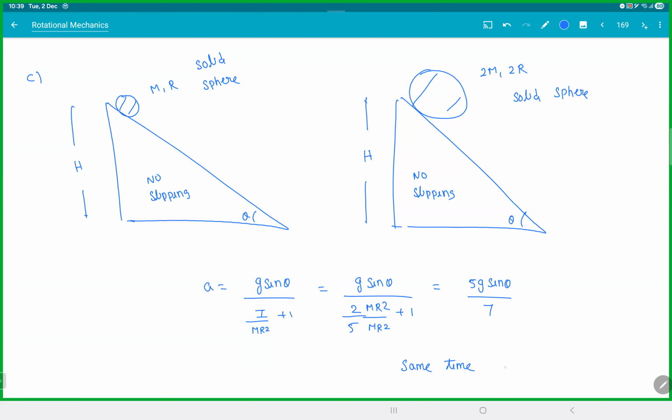Clear with this? Generally, people think, oh, the right one has more mass, so it'll have more acceleration and all, but that I by mr square will always cancel out. Clear? So that they can play like this. No slipping, different object, slipping, different object, same object, no slipping. Clear with this? So that's a bit about rolling and stuff.